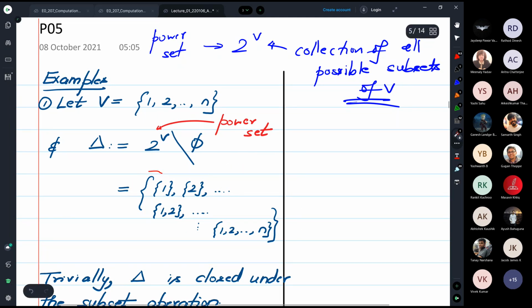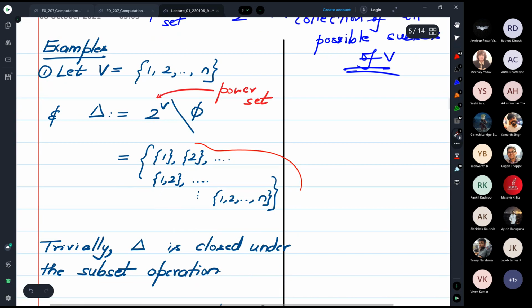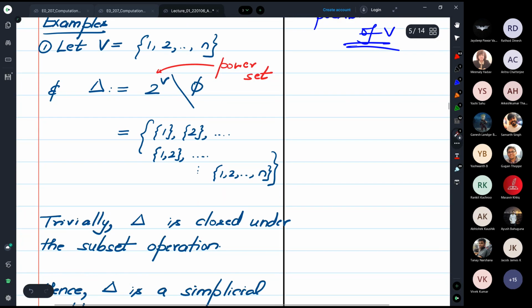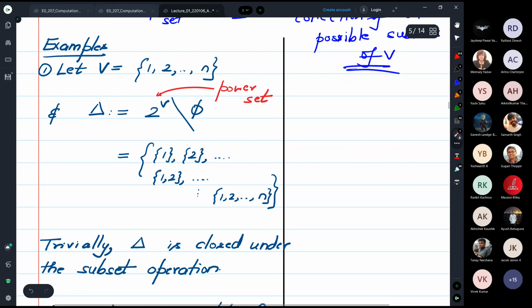Observe that we have a collection of subsets here. In order to check whether this collection is a simplicial complex or not, we have to verify whether it's made up of non-empty sets. That's the first thing. And the second, whether it is closed under the subset operation or not. So can one of you help me figure out why this collection is closed under the subset operation?